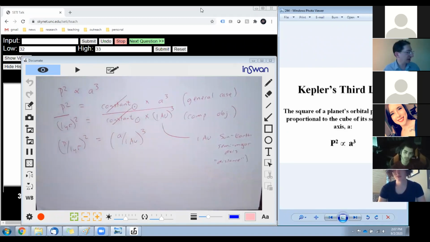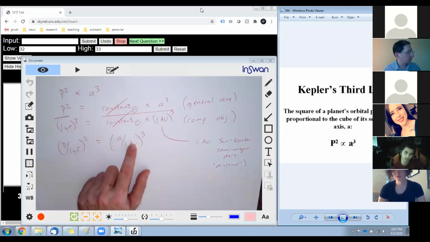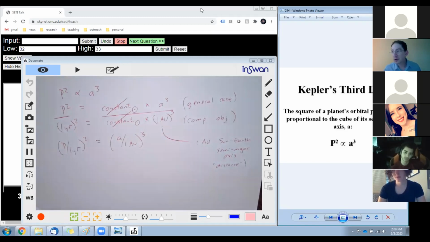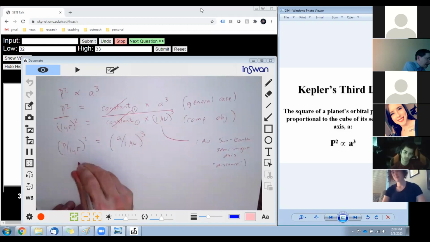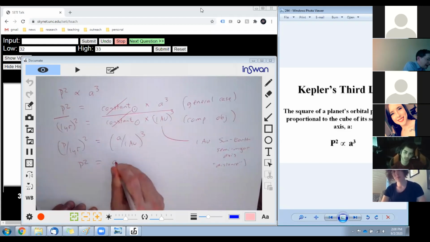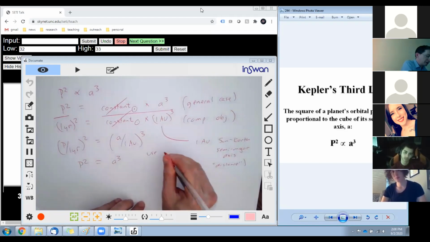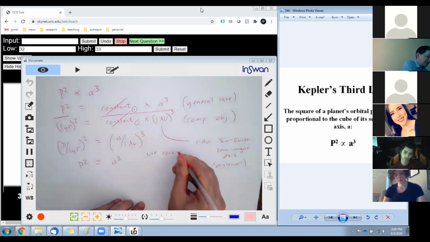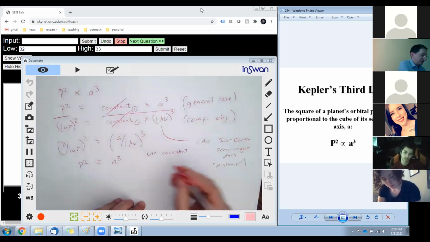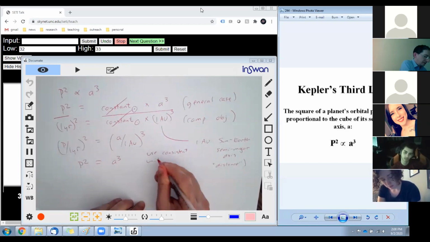This is much simpler. If I give you A in astronomical units and want P in years, no conversions, no constant. In fact, we often write it shorthand: P squared equals A cubed. Now, if you use the shorthand version, you have to remember to use consistent units. I'm going to write that out because that's important. Use consistent units!